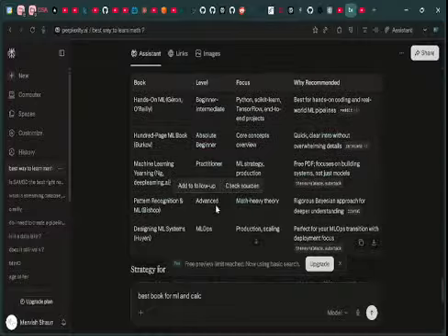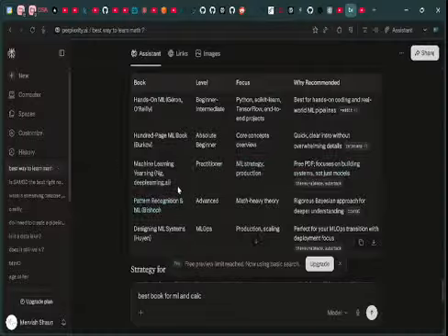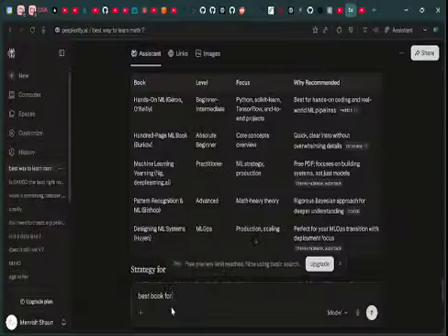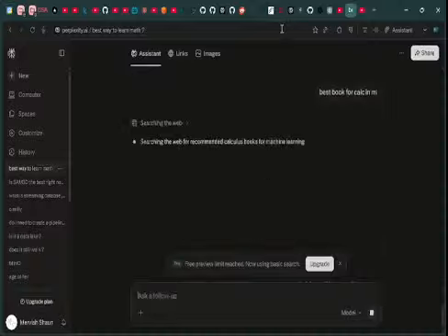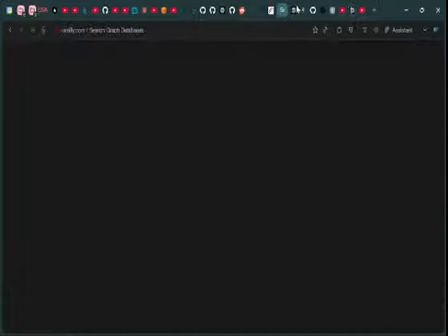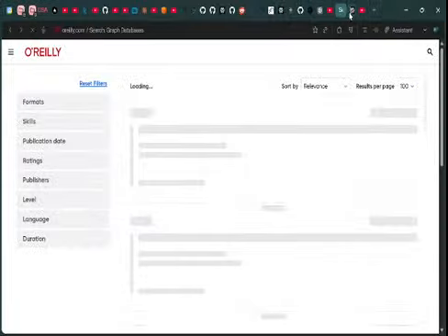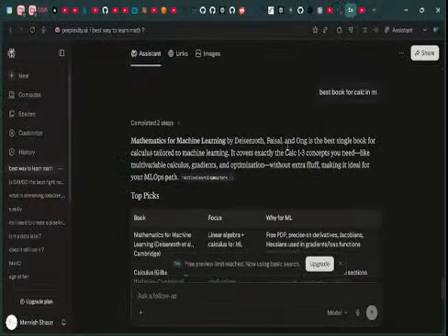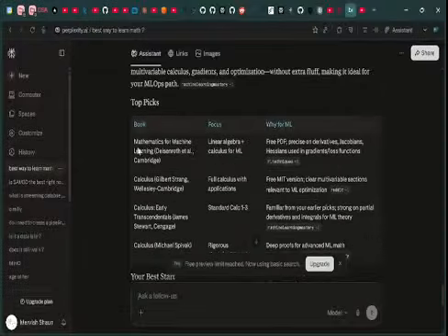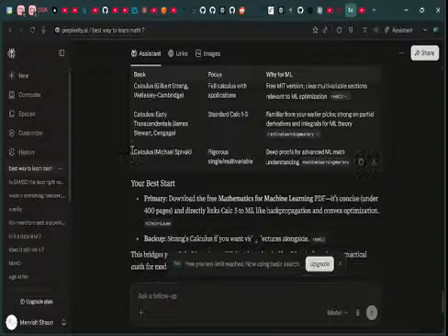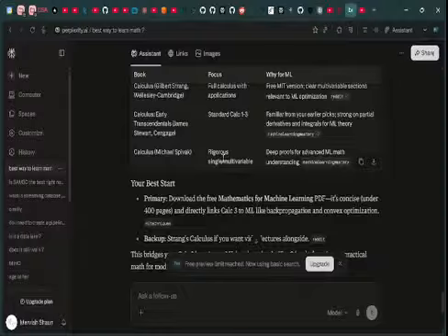Advanced math heavy pattern recognition. Best book for calc in ML. Can I go calculus? Can I do that? Machine learning, mathematics for machine learning. No, I don't need a rigorous calculus or rigorous multivariable deep advanced. Okay.